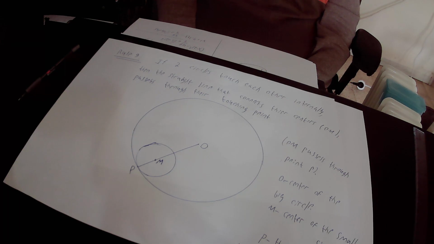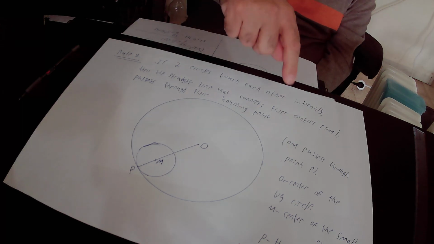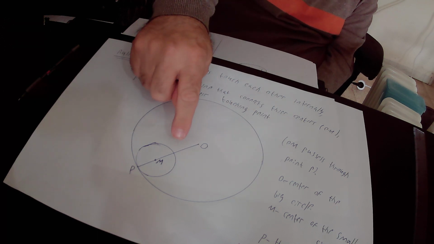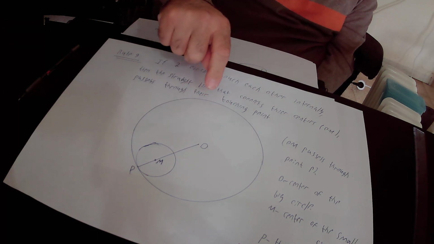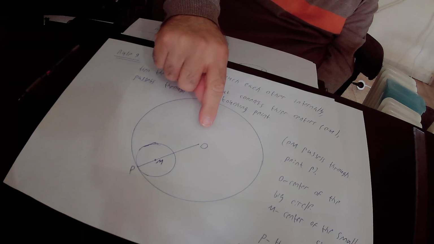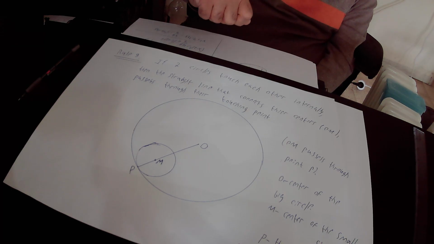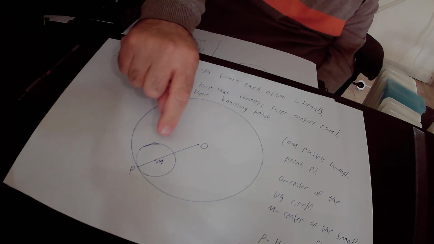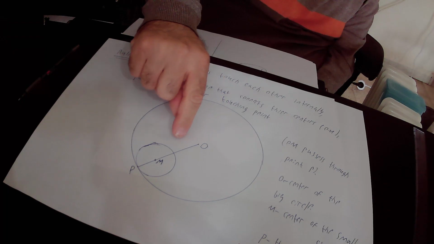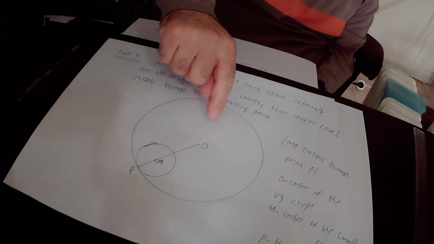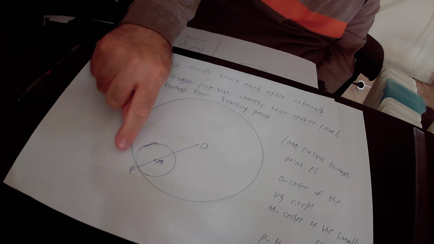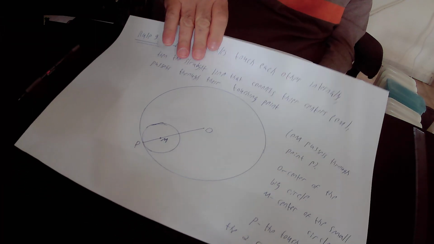According to rule number 9, if two circles touch each other internally, then the straight line that connects their centers together must pass through their touching point. The center of the big circle is at point O, the center of this small circle is at point M. The straight line that connects their centers together is the straight line OM. According to this rule number 9, the straight line OM must pass through point P. That is to say, OMP is one straight line.